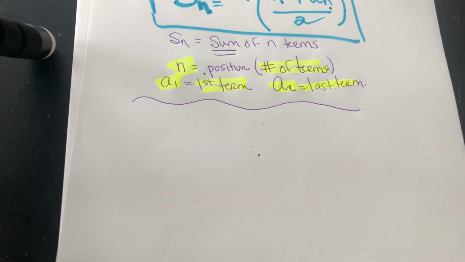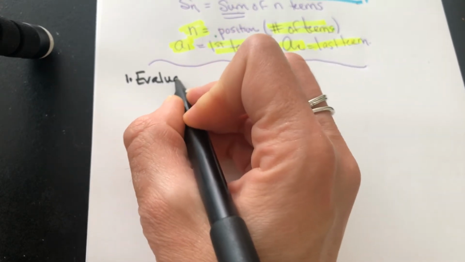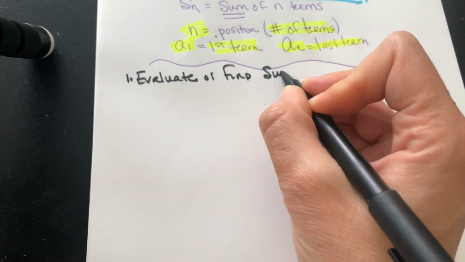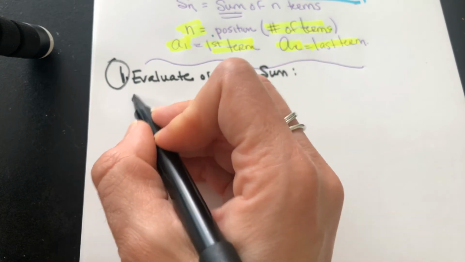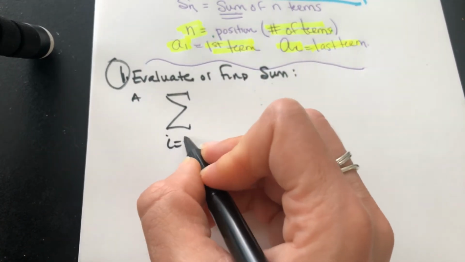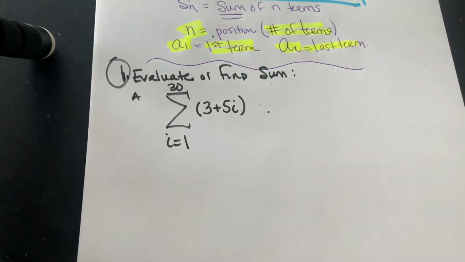Okay, so this is what you can see on your homework. So first, again, evaluate, or we'll say find the sum. Okay, so the first type, we'll just label it A. Okay, so let's talk about this.